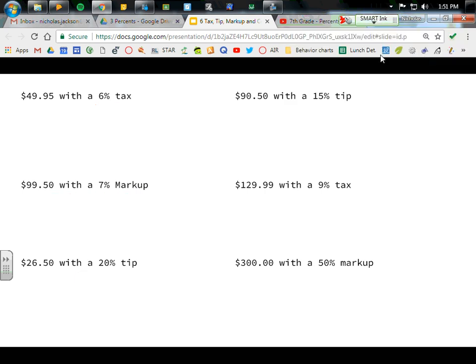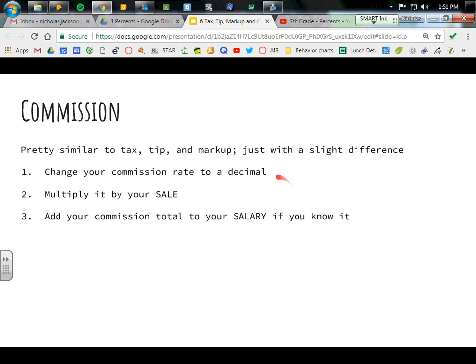I'm going to clear this. We're going to move on and talk a little bit about commission. All right, so commission is something that happens a lot in retail or sales. So, you know, think about real estate or car sales. People who sell large price items might make a commission on that. It's like an extra amount of money that they can make based on a percentage of what they sell. So it's very, very similar.